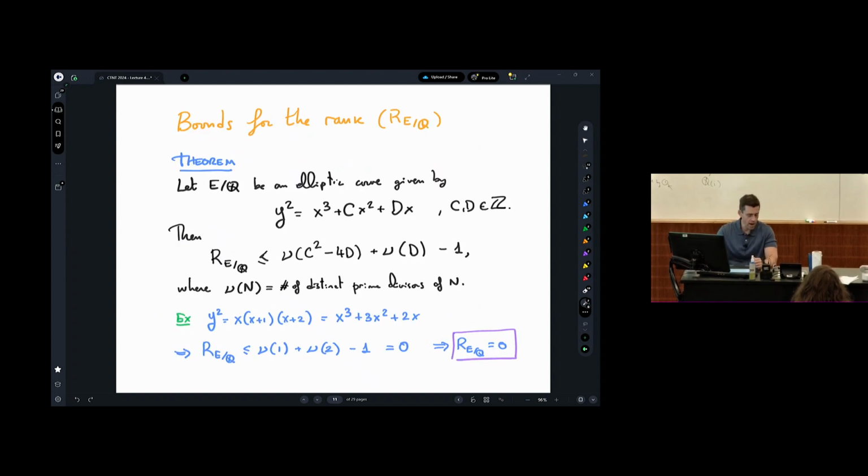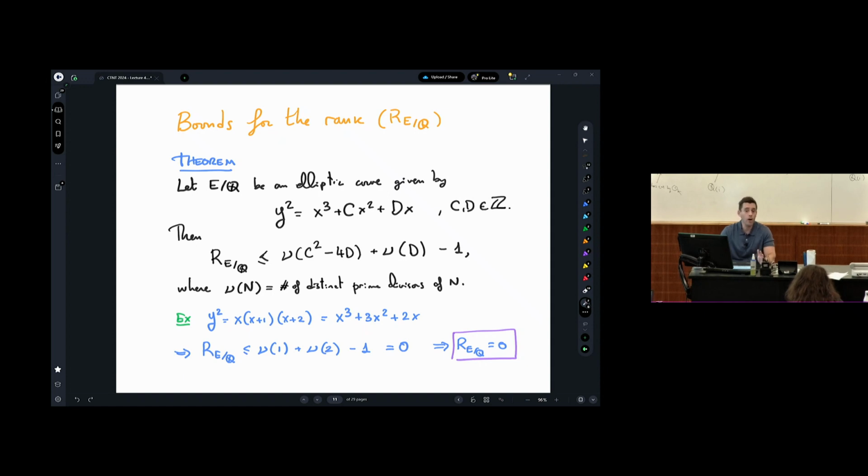More things about the rank. So the rank, actually, it's very difficult to compute the rank of an elliptic curve, but one piece of good news is that there are actual bounds. So if you give me an elliptic curve, I can fairly quickly come up with a bound and tell you the rank is at most 10, or I can give you a bound for the rank.